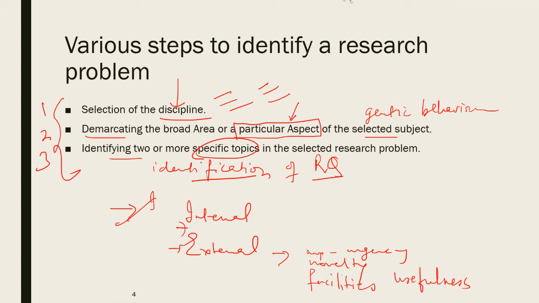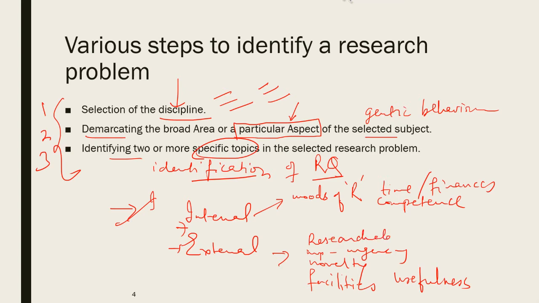Internal will be the moods of the researcher, his interest, his competence, his finances, how he will be able to deal with them, his time available for him, and external will have researchability of the problem, its importance and urgency, novelty of the problem, feasibility, facilities, usefulness, and social relevance, right?